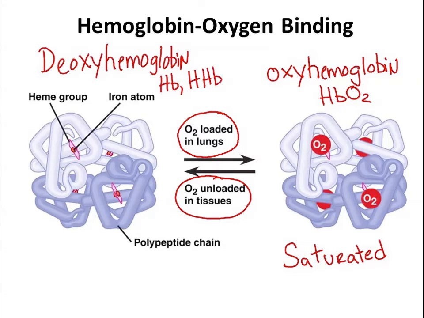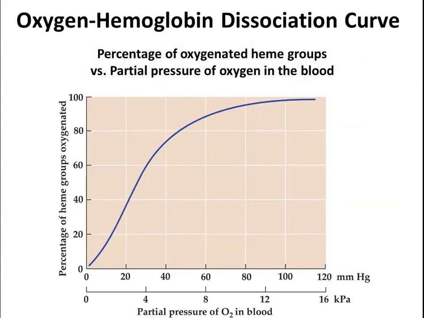Now, it's not very common to have completely deoxygenated hemoglobin. At any given concentration of oxygen, a portion of the hemoglobin is typically in the form of oxyhemoglobin. And you can demonstrate the percentage of oxyhemoglobin by plotting an oxygen-hemoglobin dissociation curve. And this slide shows a typical oxygen-hemoglobin dissociation curve.